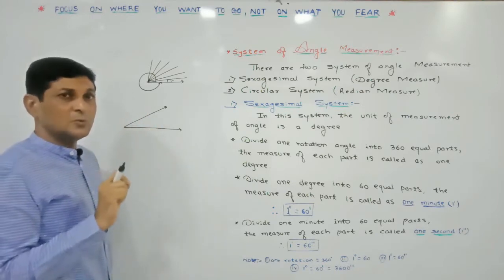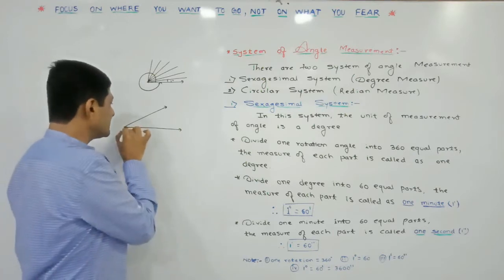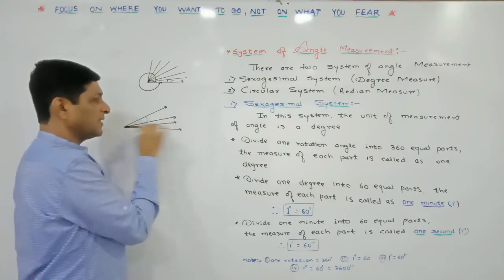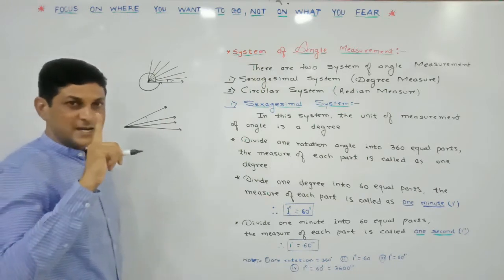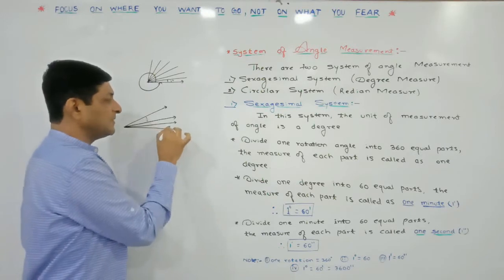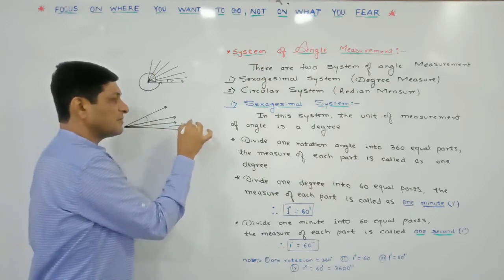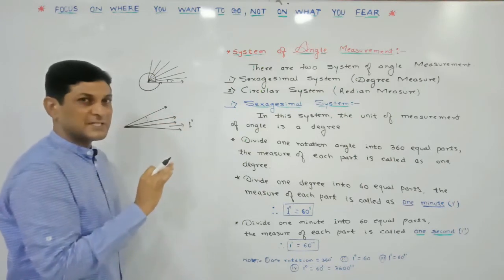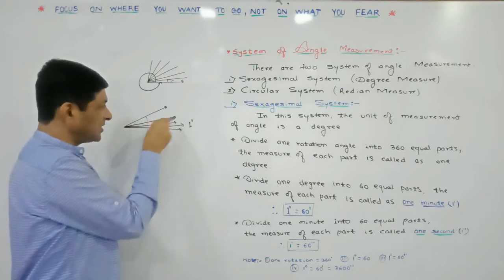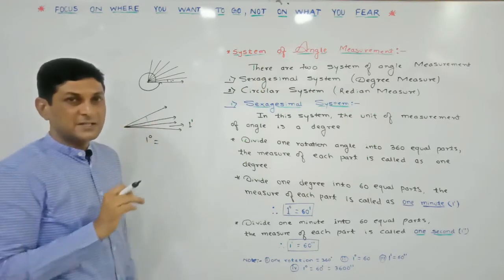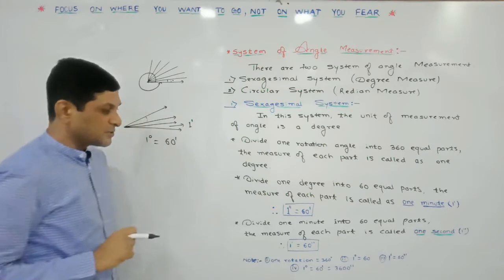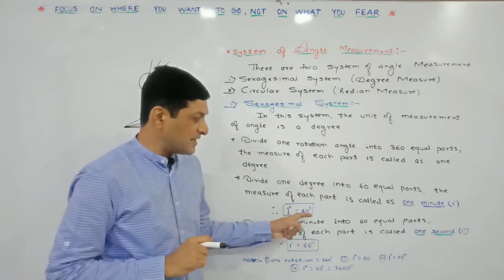Now we are dividing this 1 degree angle into 60 equal parts. I am not able to show all 60 equal parts here, but try to understand that there are 60 equal parts. Each part is called 1 minute, and it is denoted by this dash notation. This dash represents that we are measuring the angle in minutes. In 1 degree there are 60 equal parts, one part is 1 minute, so 60 parts become 60 minutes.